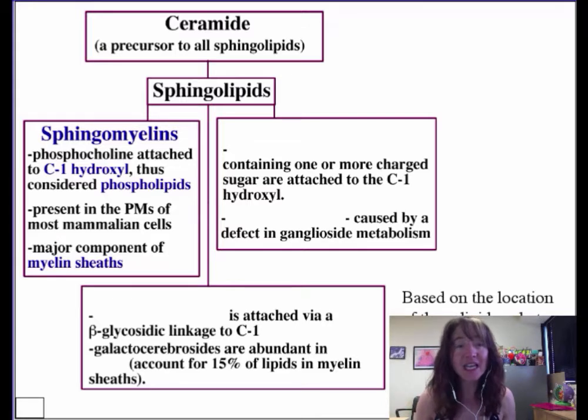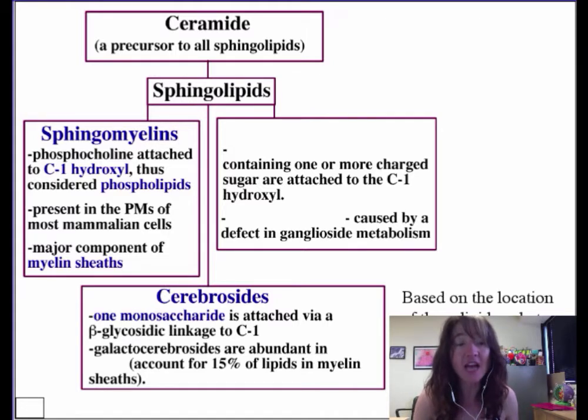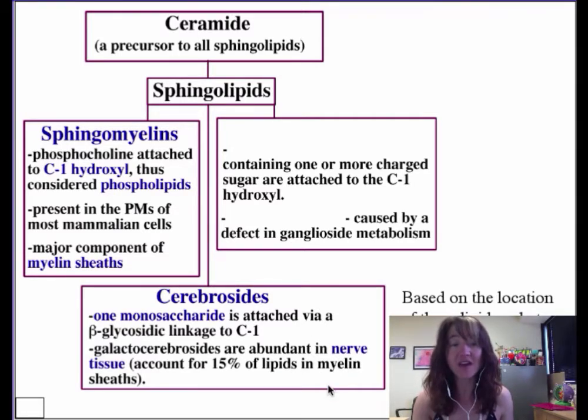Let's look now at the second category of sphingolipids and check out what's going to change getting bound at that carbon number 1. These are the cerebrosides. And the cerebrosides have a monosaccharide attached at carbon number 1, for example the epic monosaccharide galactose. So via a glycosidic linkage to carbon 1, we see a monosaccharide getting bound. One great example of this is galactocerebroside, galactose being the monosaccharide. Galactocerebrosides are super important in myelin sheaths as well. In fact, they account for about 15% of myelin sheaths.